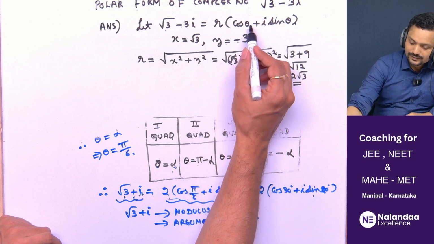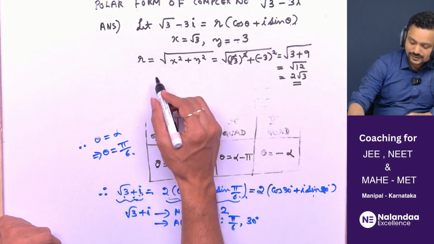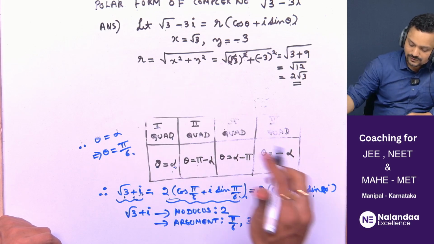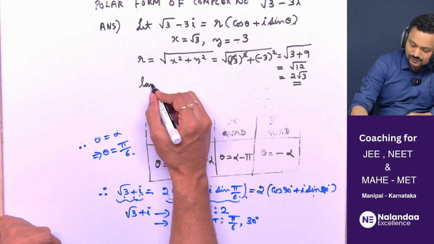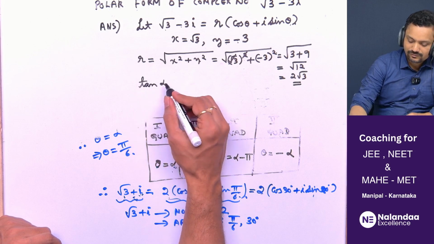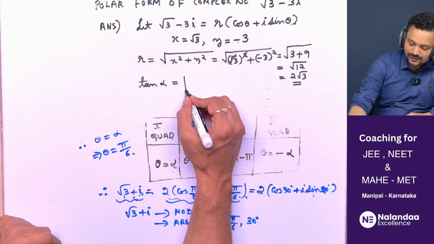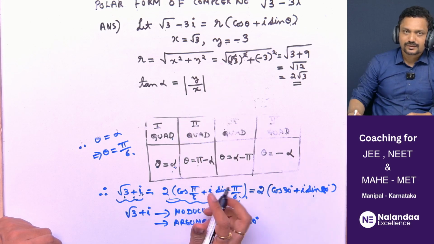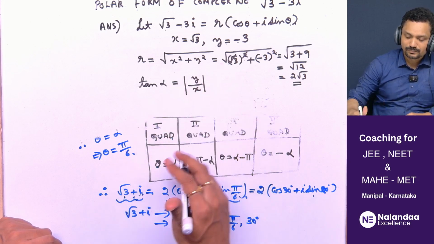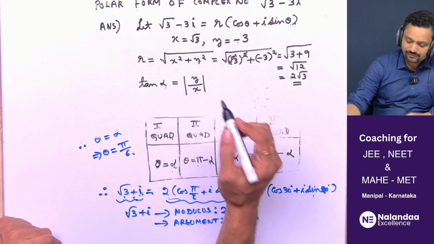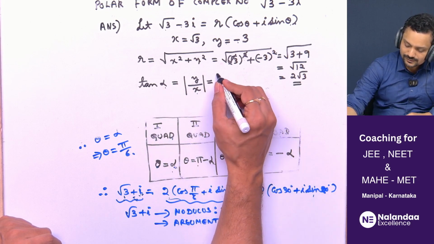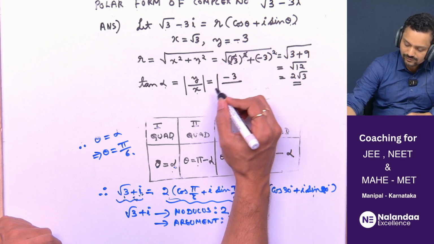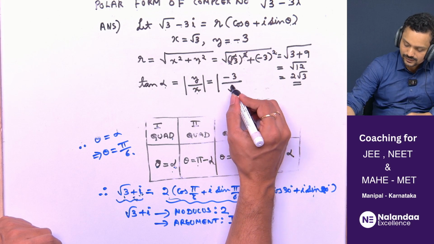And to find theta, you have to do a double procedure. First you have to define tan alpha. So to find theta, first we will find tan alpha. So tan alpha will be defined to be mod of y by x. This is always true for any complex number. So just define tan alpha equal to mod y by x. This is mod of y, which is minus 3, divided by x, which is root 3.